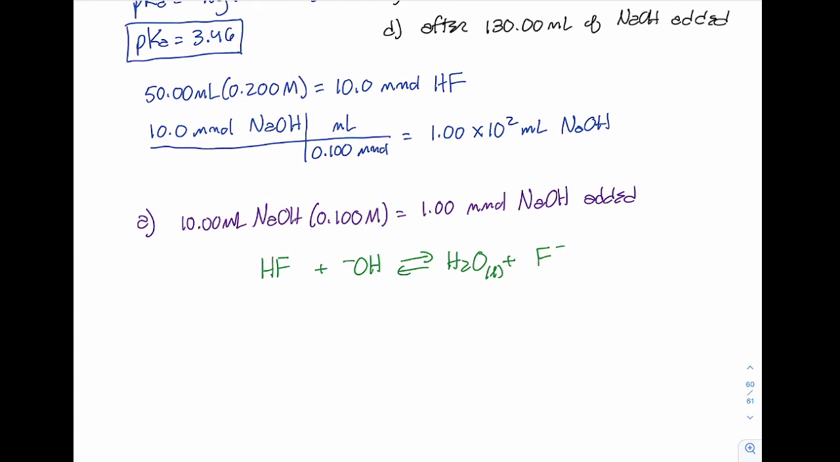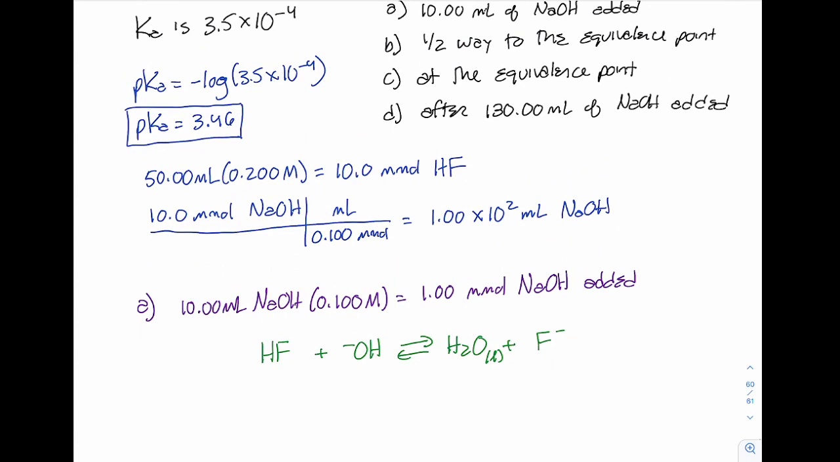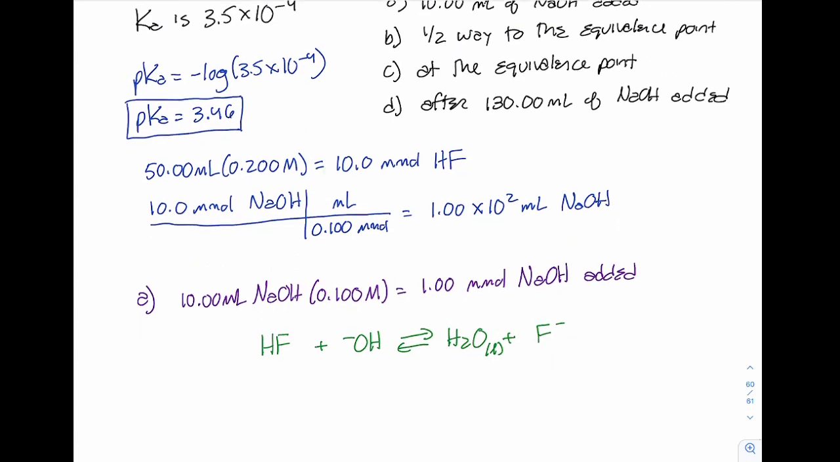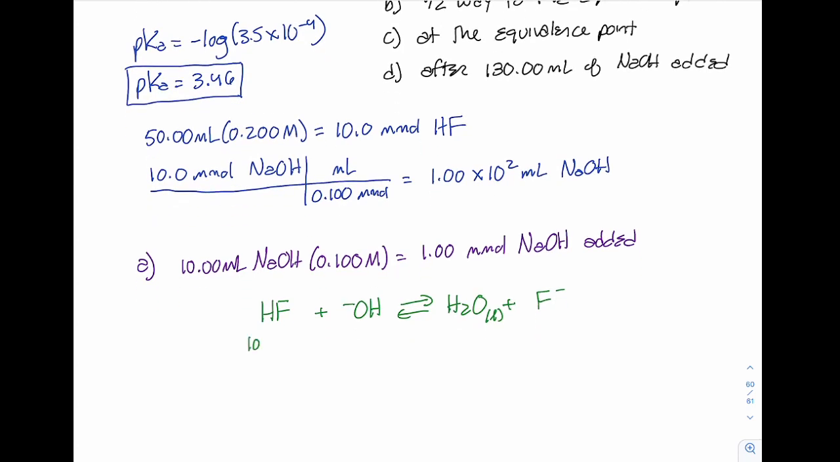I'm going to then plug in those amounts, my number of millimoles. So if we go back up here, I have 10 millimoles of hydrofluoric acid, right? That's what's in our Erlenmeyer flask. We've added, at this point, 1 millimole of sodium hydroxide from our burette. We're going to subtract the smaller of the two from both.